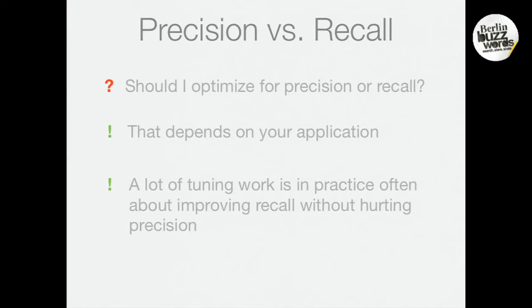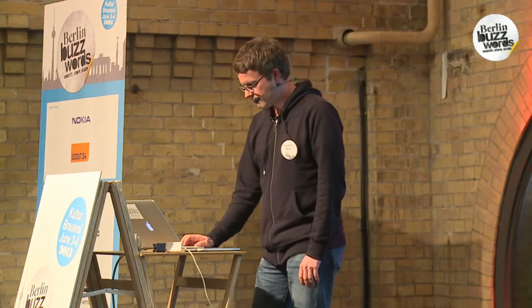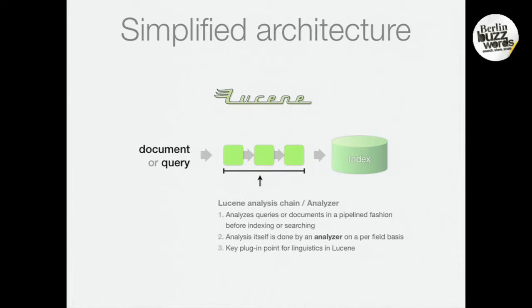Okay, let's move over to linguistics in Lucene. So this is a very, very simplified Lucene architecture seen from a query or from an analysis point of view. So we have a document or query that is being processed through a Lucene analysis chain, often called an analyzer, or wrapped together as an analyzer. And these elements of an analyzer are processed in a pipelined fashion. And in Lucene, we do processing on a per field basis. And this is a key plugin point for linguistics in Lucene. So before we index something, we process either the content or the query.